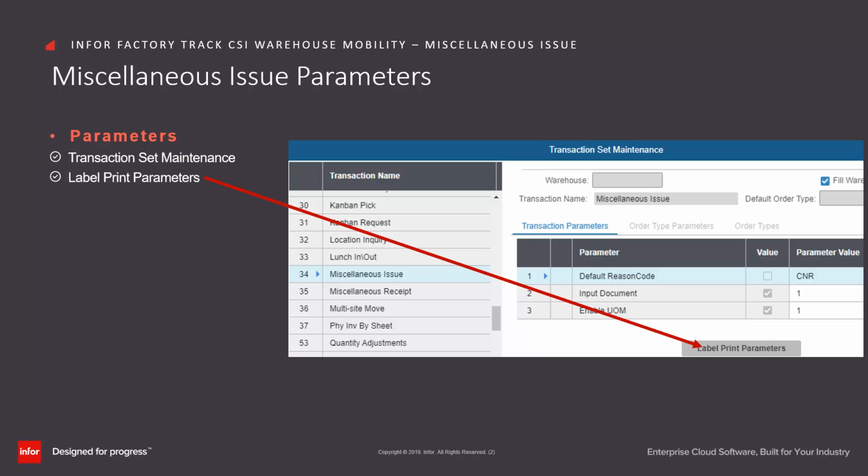Note that this transaction can support label printing by clicking on the label print parameters to define your configurations. If enabled, the label printing form is displayed following completion of the miscellaneous issue transaction.